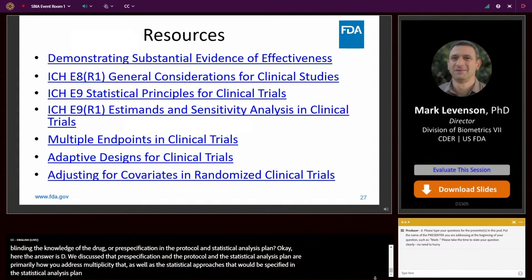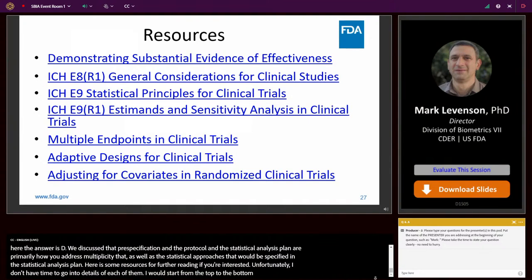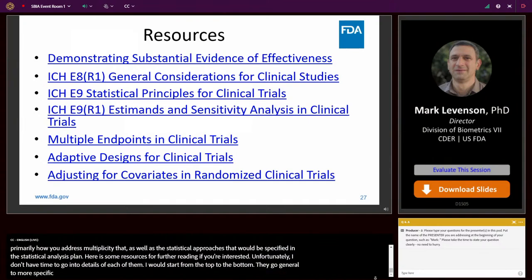Here are some resources for further reading if you're interested. Unfortunately, I won't have time to go into details of each of them. I would start at the top and work my way down to the bottom. They go from general to more specific. And the overarching statistical guidance is ICH E9, statistical principles for clinical trials.